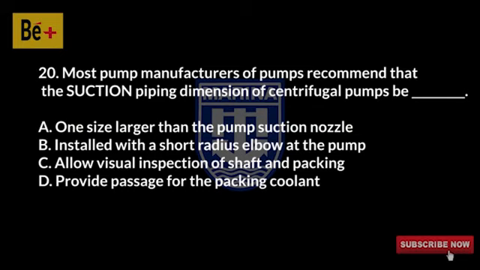Most pump manufacturers recommend that the suction piping dimension of centrifugal pumps be A. One size larger than the pump suction nozzle. B. Installed with a short radius elbow at the pump. C. Allow visual inspection of shaft and packing. D. Provide passage for the packing coolant. The answer is A. One size larger than the pump suction nozzle.